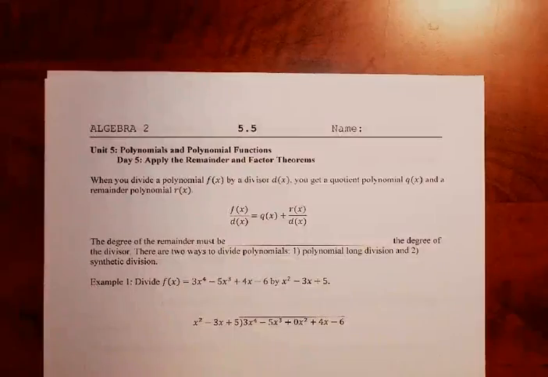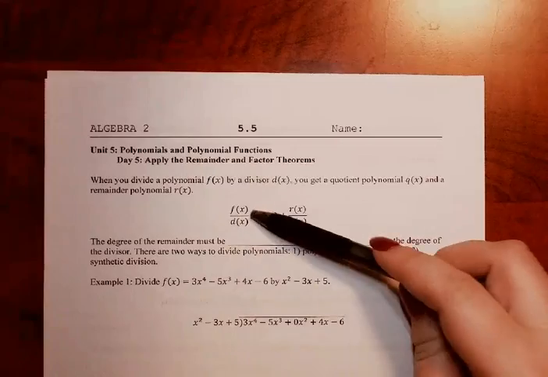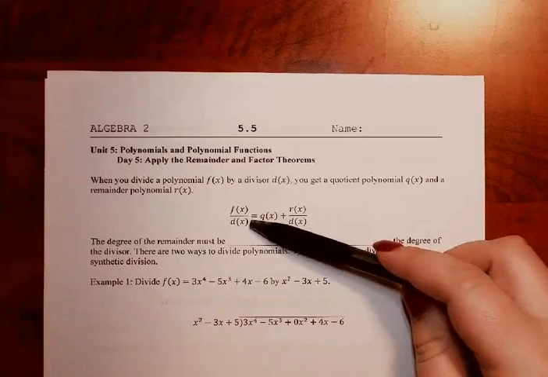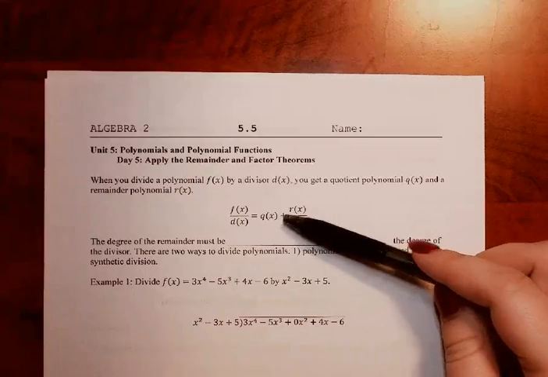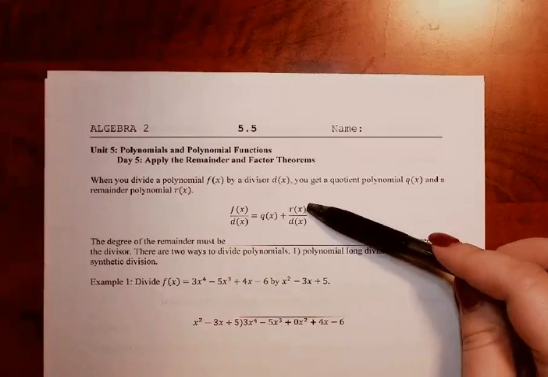Algebra 2, 5.5, apply the remainder and factor theorems. When you divide a polynomial f of x by a divisor d of x, you get a quotient polynomial q of x and a remainder polynomial r of x. And we rewrite this, so we're taking polynomial f of x, dividing it by the divisor d of x, and we get our quotient polynomial q of x plus the remainder divided by the divisor.